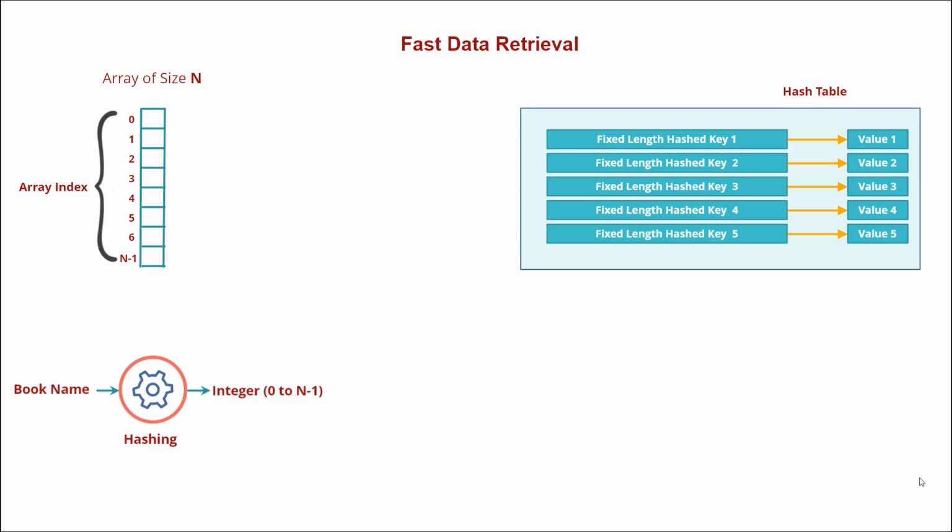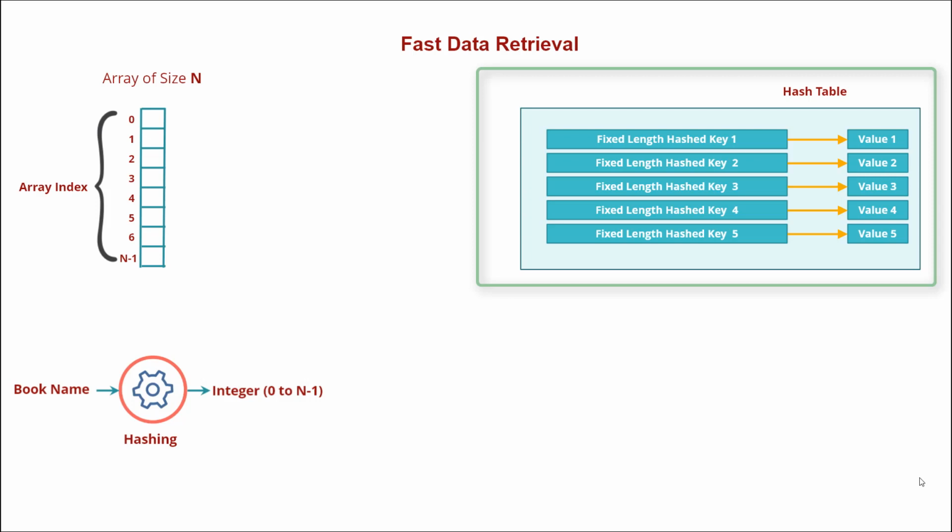By using array, we are introducing a complexity of reducing the book name into a unique integer, which can be used as the array index to store and access the book details. If we don't want to deal with this complexity, then the best way is to use hash tables. Here, our key will be the book name and the value will be the book details.